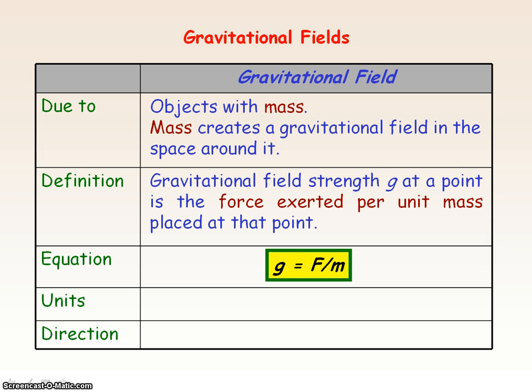The units of gravitational field strength come from its definition. So from the equation, its units will equal the units of force, which is newtons, divided by the units of mass, which is kg. So its units are newtons per kg. Gravitational field strength is a vector quantity, so it has direction, and that is towards the centre of the mass.